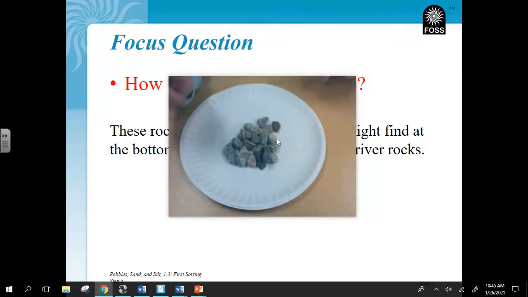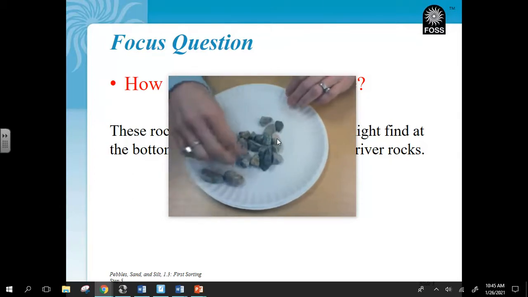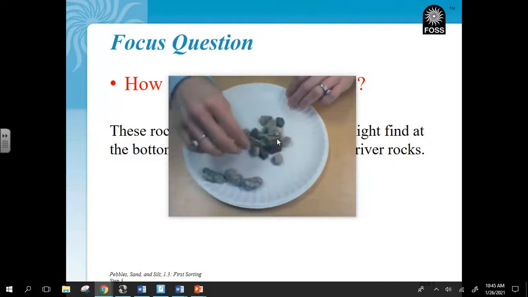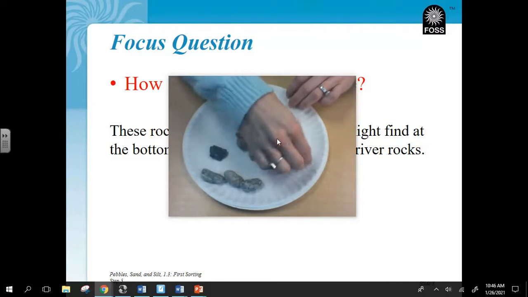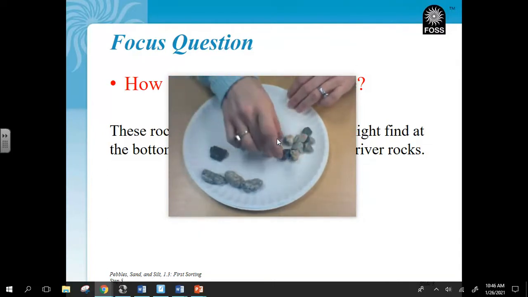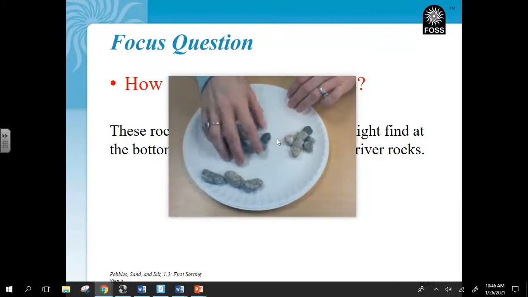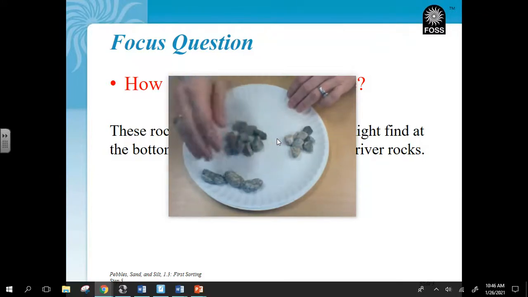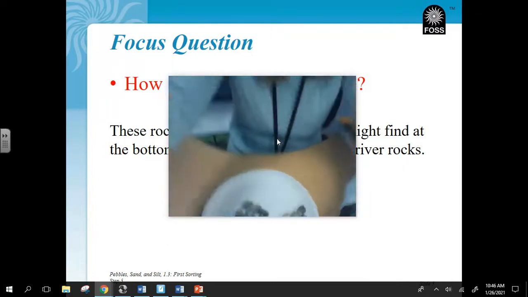You know what? I can also sort by size. I'm going to pick out my larger sized river rocks here and place them up there. These right here are quite a bit smaller. And I could even have a pile for those medium size. So I could have small, medium, large. So as you can see, there's lots of ways you can sort your rocks at home.